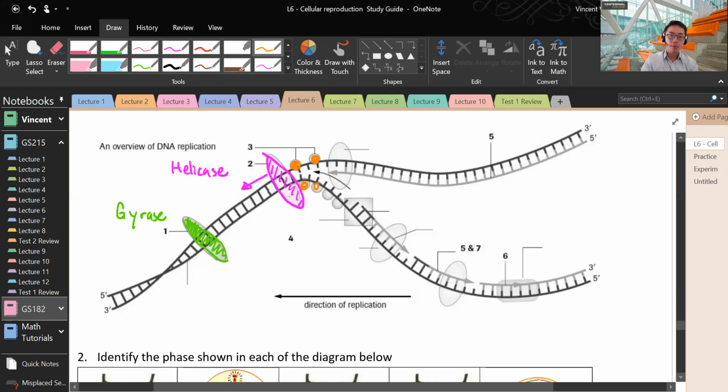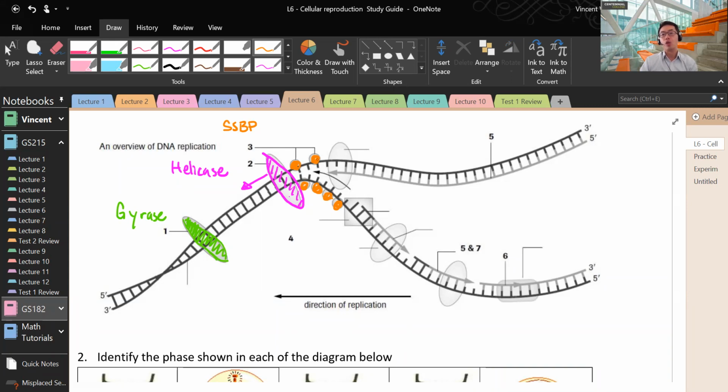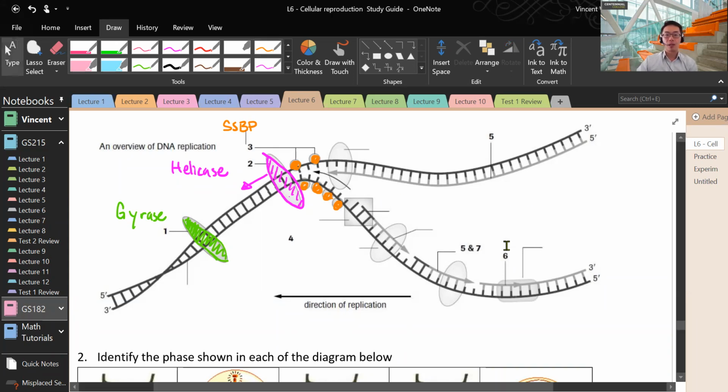Okay, the orange balls are the single strand binding proteins. Right? They keep the strands apart so they do not come back together. They prevent it from reannealing. Okay. All right. Let's go back and write more, and then we'll come back to this diagram.